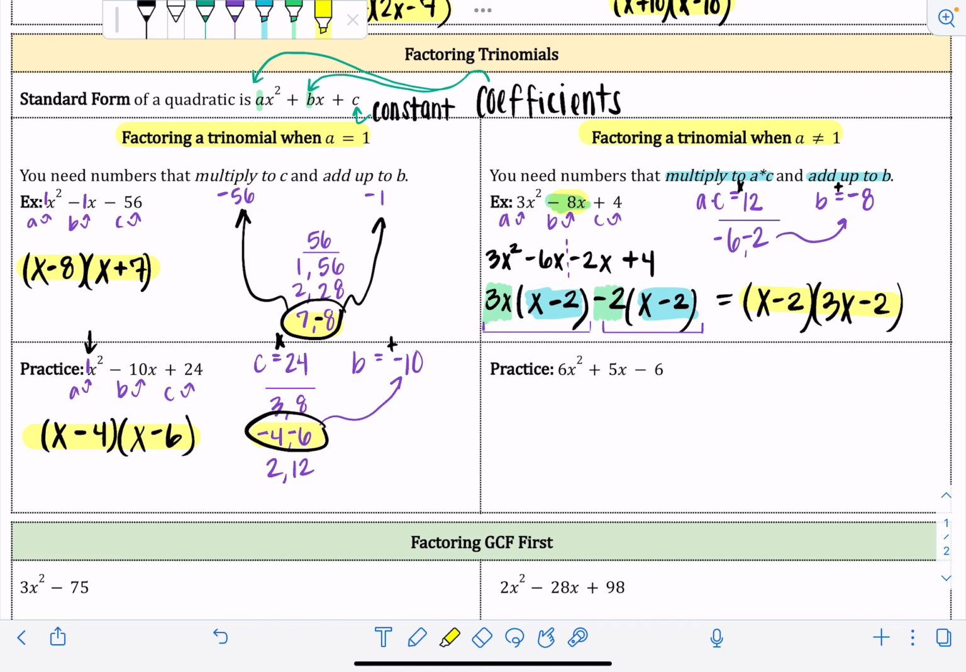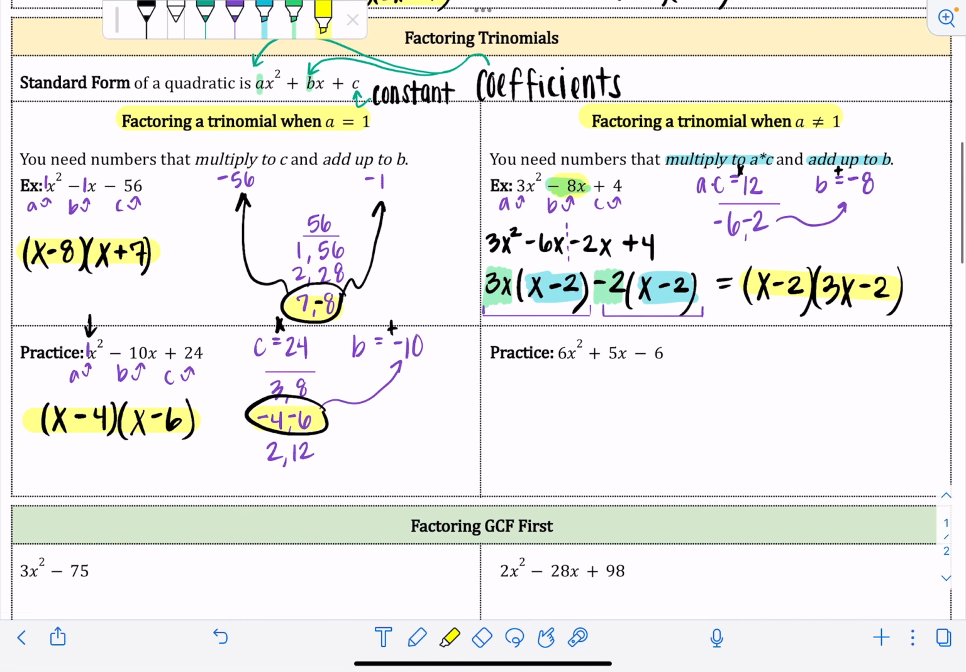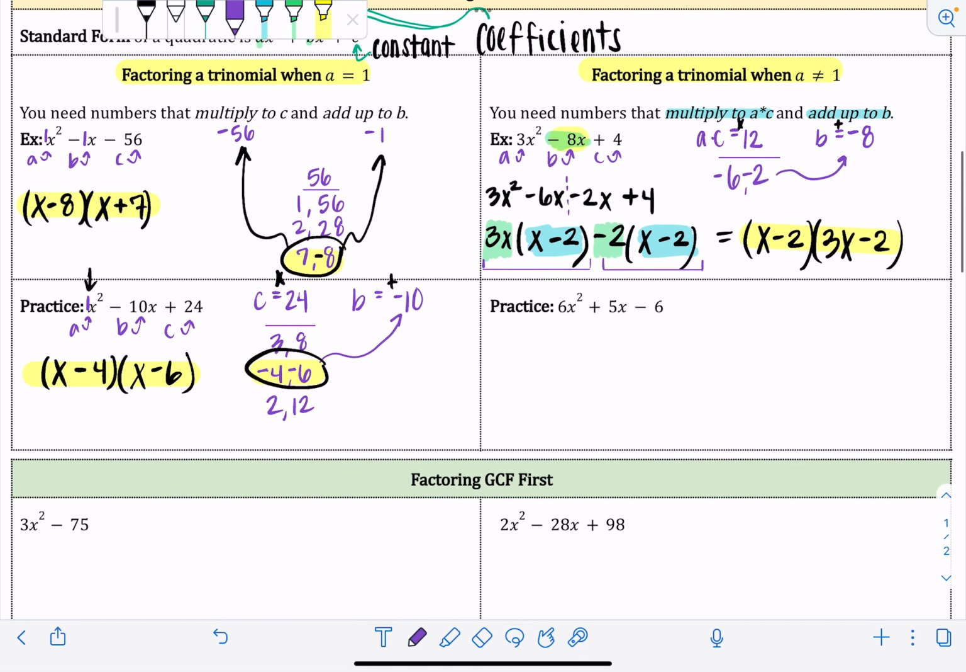Okay, so now for practice, I'll try to pause and try this one on your own. I'm going to go through this one a bit faster this time. First we need to find a times c. So a is 6 and c is negative 6. So a times c is going to be negative 36. And then b is 5.